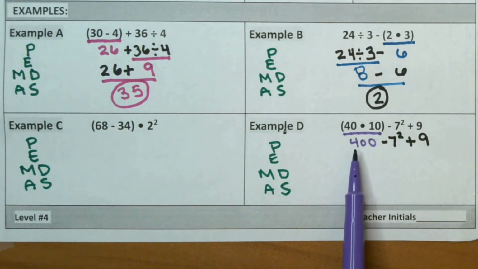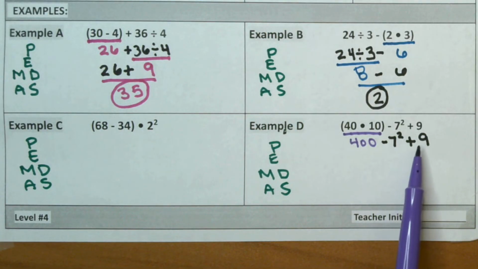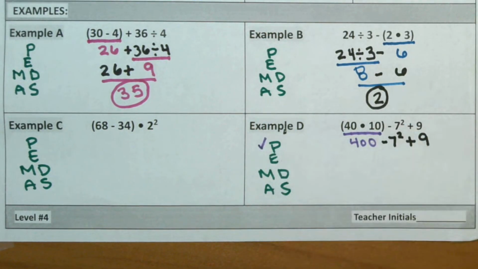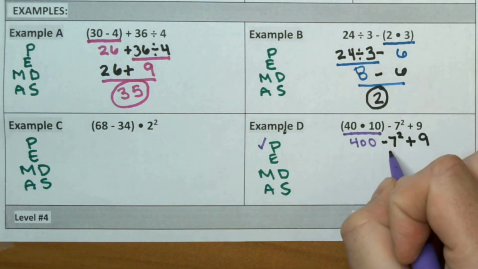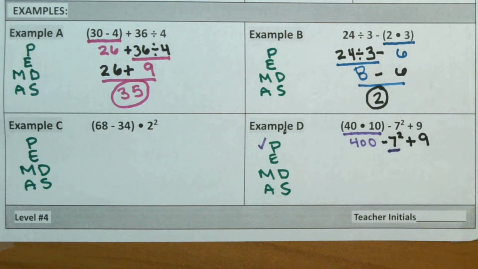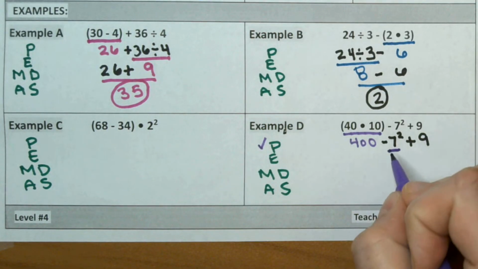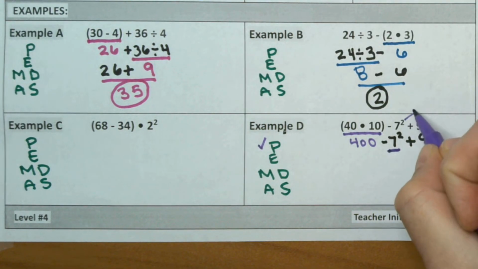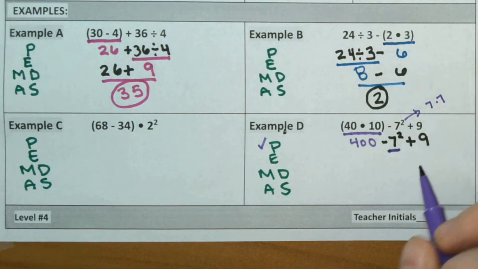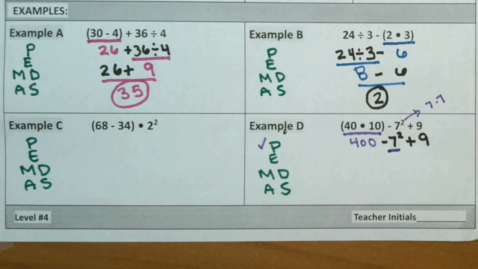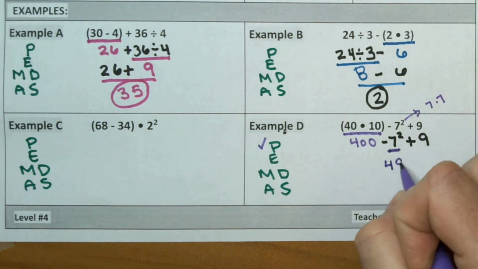So now our new problem is 400 minus 7 squared plus 9. We don't have any more parentheses, but we do have exponents. So I'm going to underline just 7 squared. Remember, 7 squared, that means 7 times 7. It does not mean 7 times 2. 7 times 7 is 49.